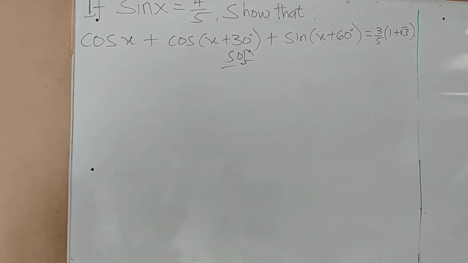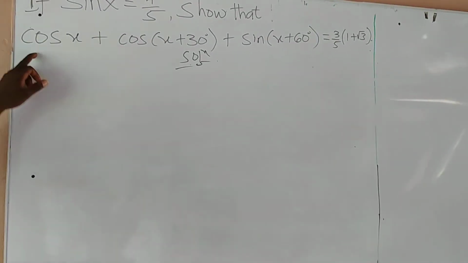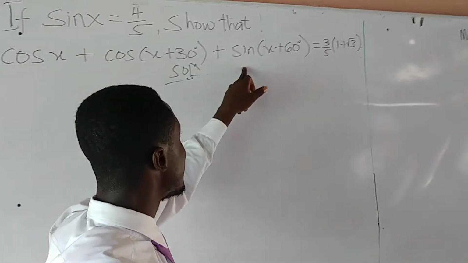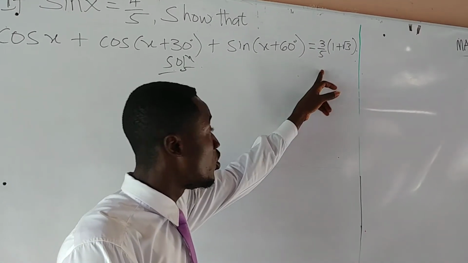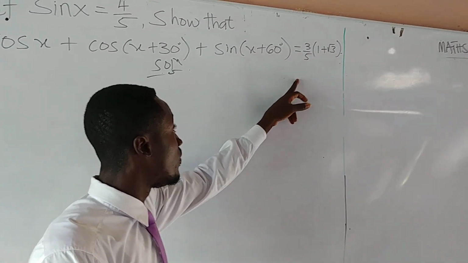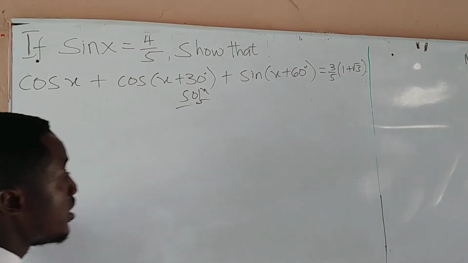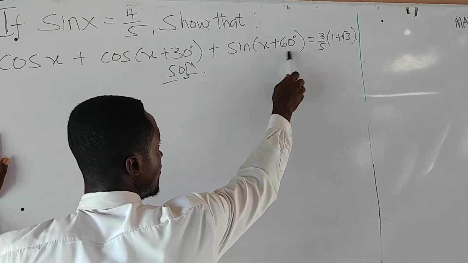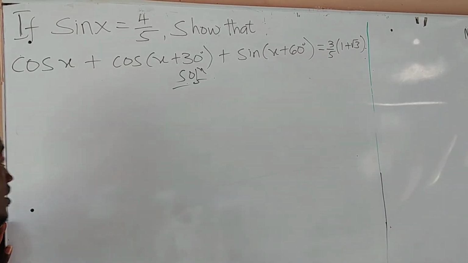And sine x equals 4 out of 5, so that cos(x + 30 degrees) + sin(x + 60 degrees) is equal to 3 out of 5 (1 + root 3). So that means that after solving for this, you should get this answer.